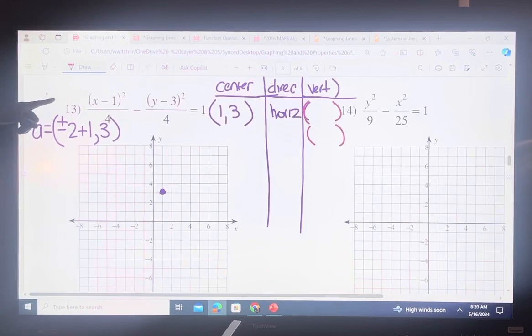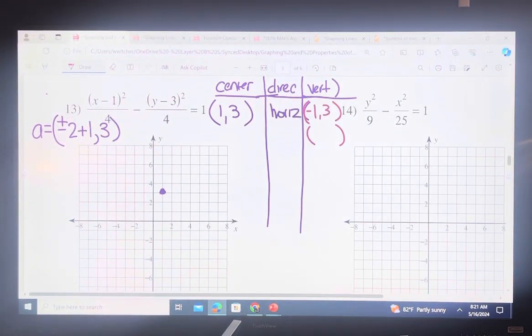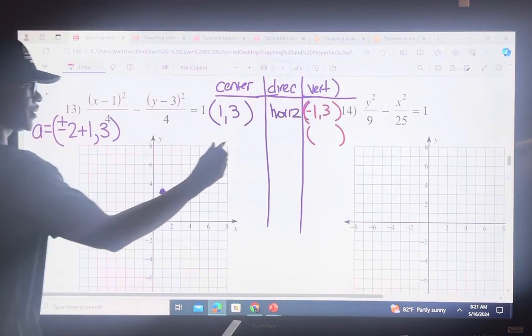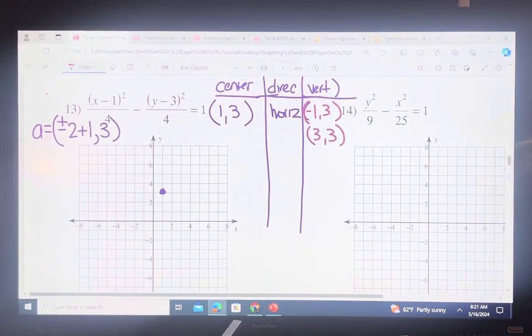Because what came first? Hyperbolas. Whatever comes first, that's the dominant side. So that's why we looked at it. She's seeing X off top, she's seeing horizontal. All right, so that means your dominant sides are going to be negative 1 and 3 and 3 and 3. Negative 1 and 3, not 3, 1.